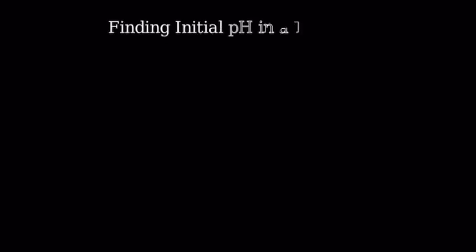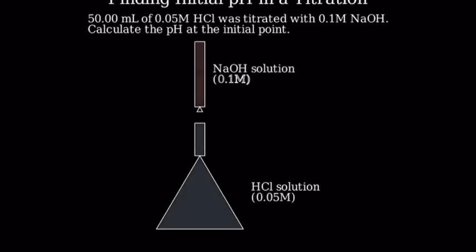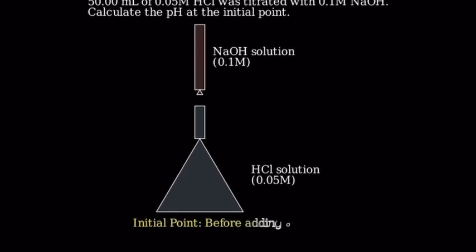Let's solve a titration problem to find the initial pH of a solution. In this problem, we have 50.00 milliliters of 0.05 molar hydrochloric acid that will be titrated with 0.1 molar sodium hydroxide. Let's visualize our setup. We have our Erlenmeyer flask containing the hydrochloric acid solution, and above it, we have our burette containing the sodium hydroxide solution. However, we're only interested in the initial point. That is, before we add any sodium hydroxide.